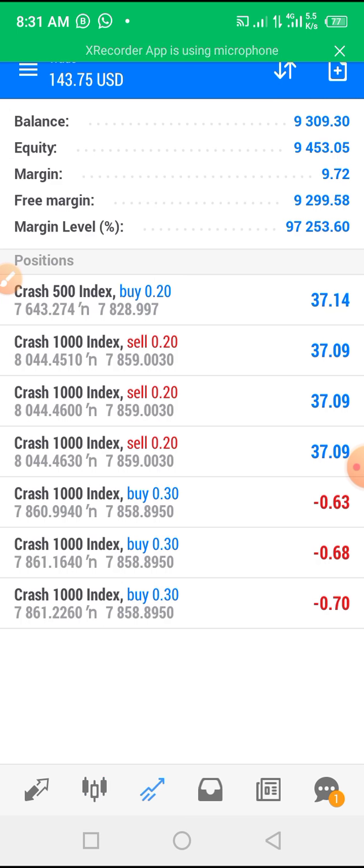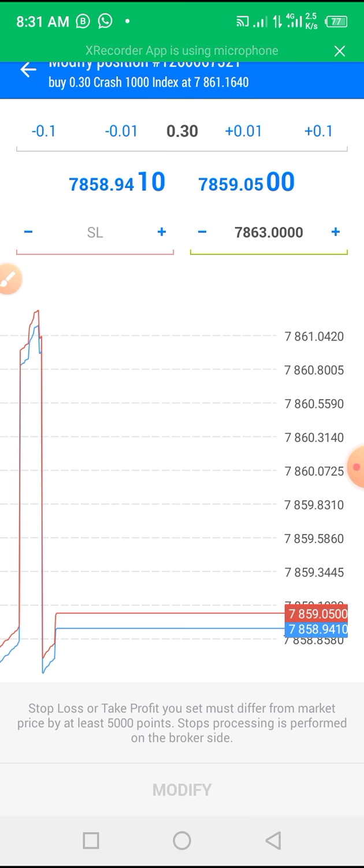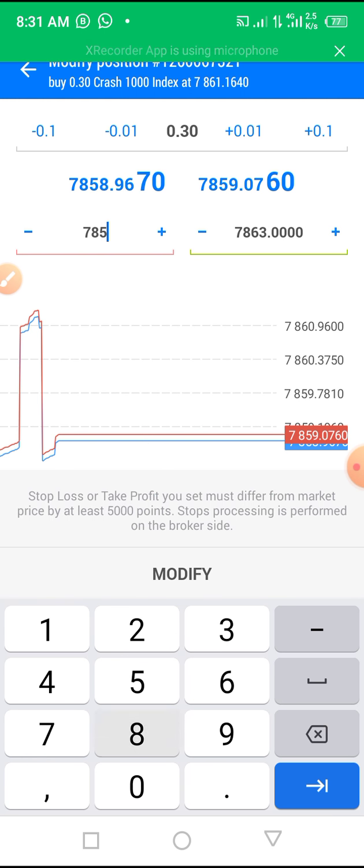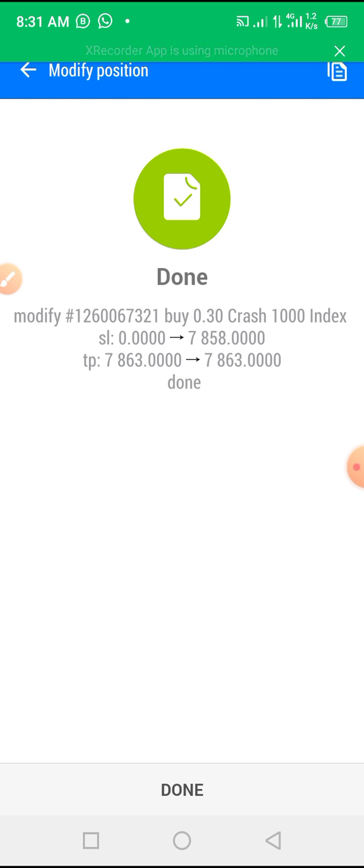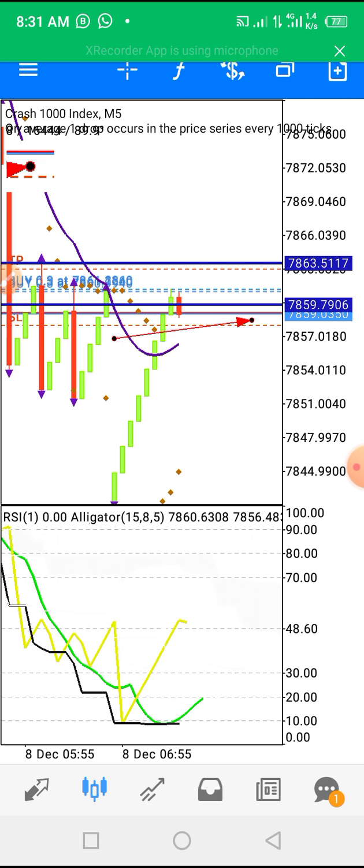If I want to put the other market, I will just go and press and hold it and click on modify position and enter that 78.58 and modify. You see, they will enter. So I'm indirectly putting the whole trade to take the same take profit or stop loss. Do you understand?